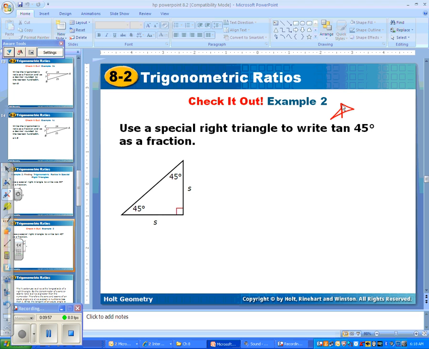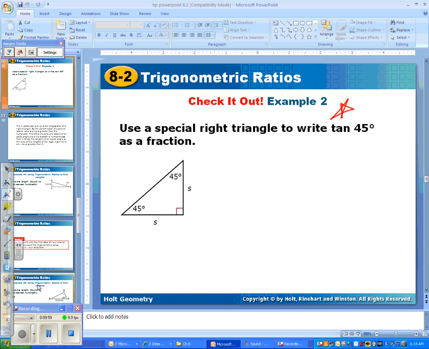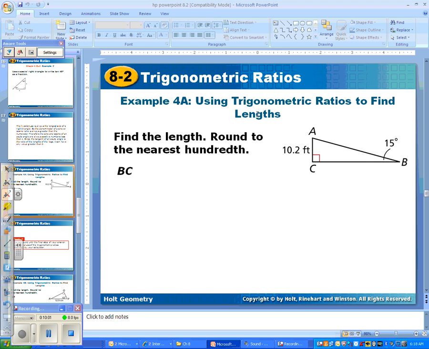I'm going to put a star so I remember that. Okay, the last thing we're going to do is use trig ratios to find lengths and apply this to real world stuff, because that's really what we're looking for here.